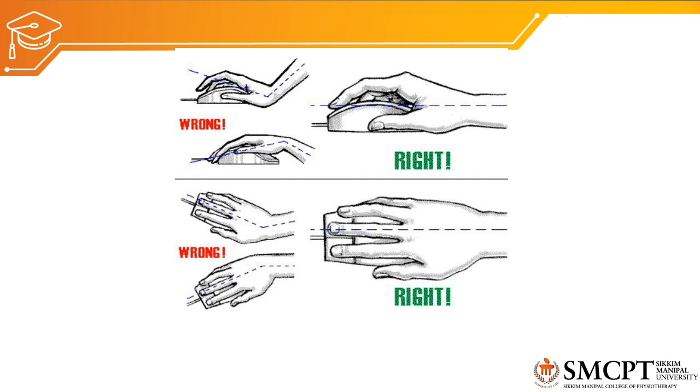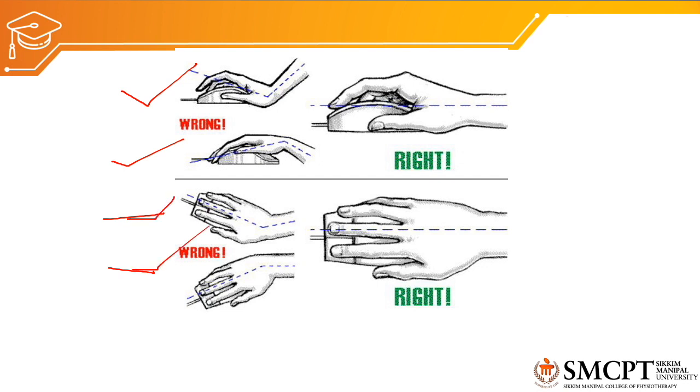These are some of the postural problems which desk workers or computer workers usually come across. The wrong postures of the wrist are too much extension at the wrist joint, too much flexion, excessive ulnar deviation, and radial deviation.